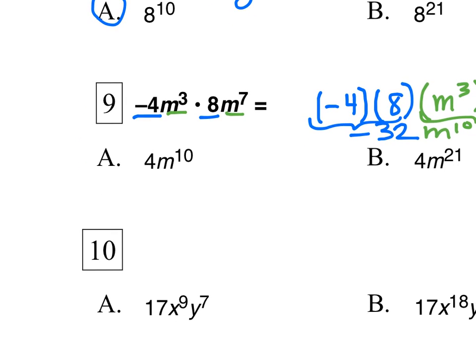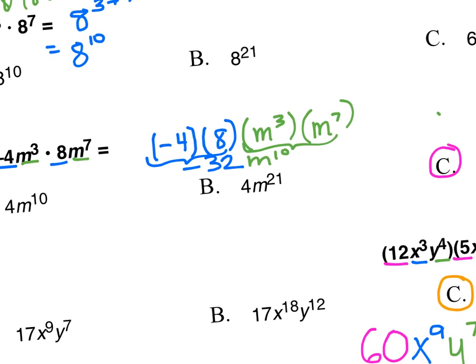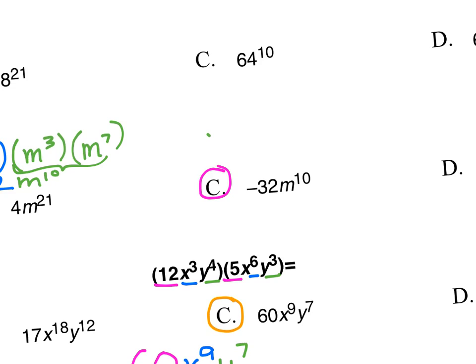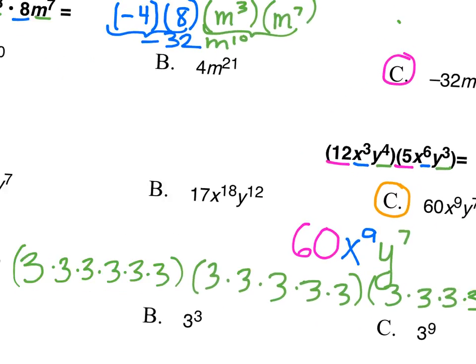Number 9, negative 4m to the 3rd power times 8m to the 7th power. Here I multiply my coefficients and I get negative 32. I have the same base of m. When I have the same base, I add my exponents and I get m to the power of 10. So my answer is C, negative 32, m to the power of 10.